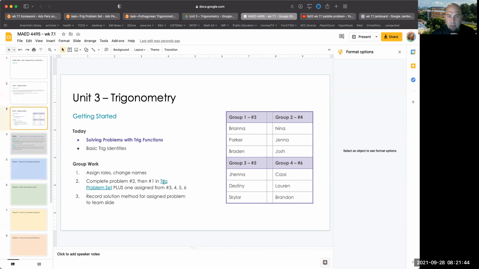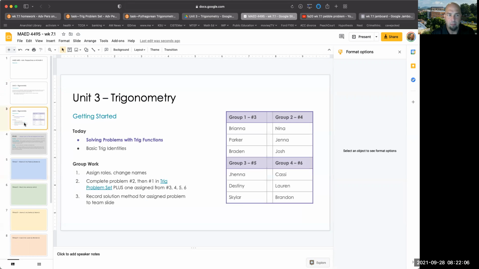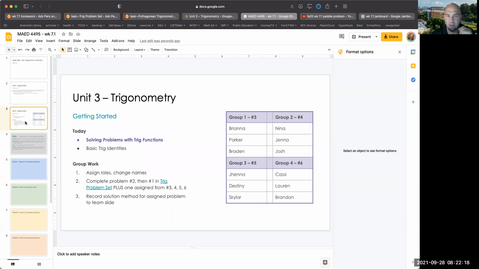Once that's done, I want you to go to this task called trig problem set. I believe this link works properly today, and finish problem 2 on that, which this problem is. Then do problem 1. So together as a group, do those 2 problems. I definitely want you to record your solutions to your assigned slide. Then in addition, do one of the problems 3, 4, 5, or 6 and record that to your assigned slide. You can duplicate these slides, you can write small, however you want to split things up, but I would like to see everything being recorded.